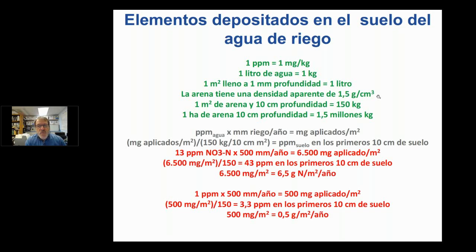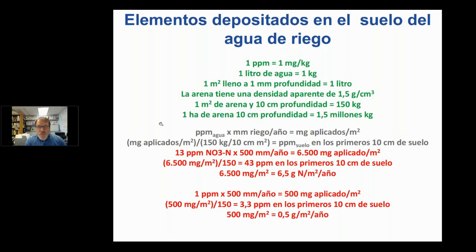And if we use 1.5 grams per cubic centimeter of soil for the bulk density, 1 meter to a depth of 10 centimeters will be 150 kilograms, and a hectare of that soil will weigh 1.5 million kilograms. So if you applied, really, when you look at this, if you applied 1.5 kilograms per 1.5 million kilograms, that's 1 part per million in the top 10 centimeters.